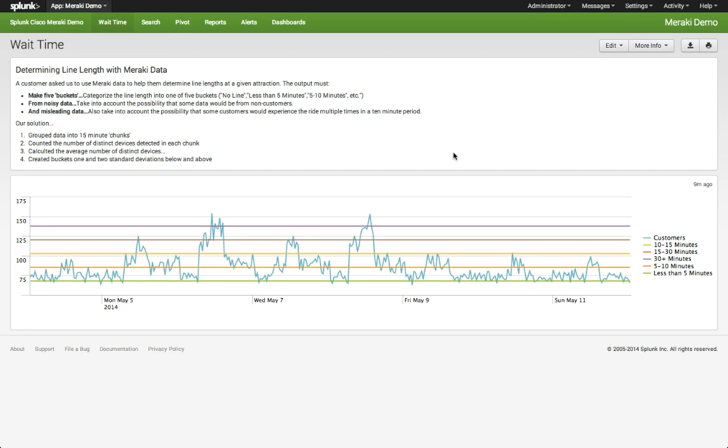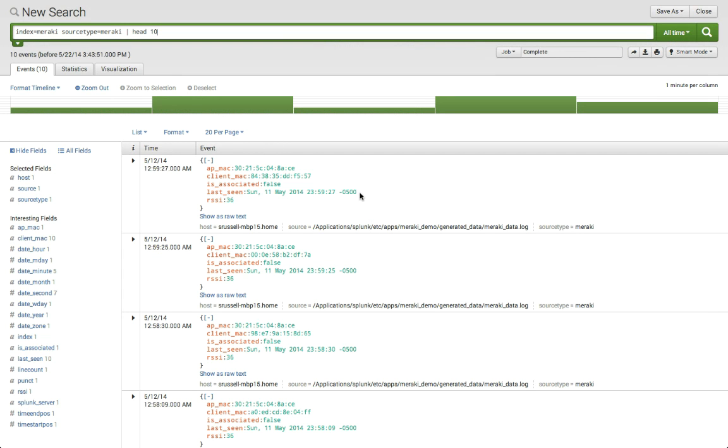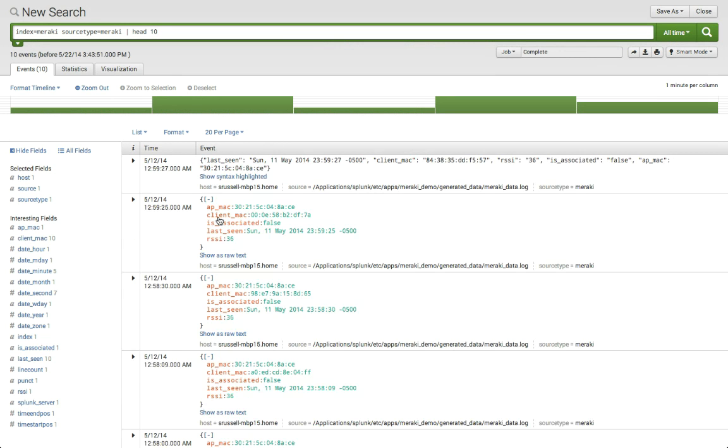And I will also note that the data we're looking at today is completely fake generated data, not actual customer data. But the data that they sent us and that the Cisco Meraki device generates looks like this. We'll just look at the raw event.